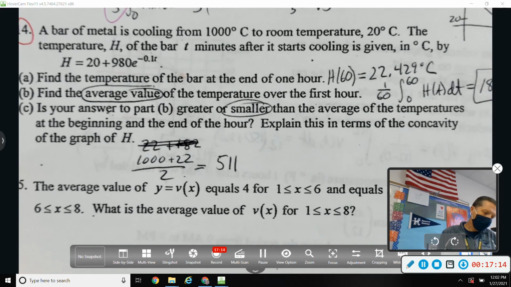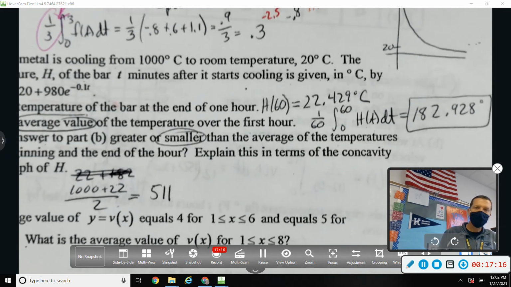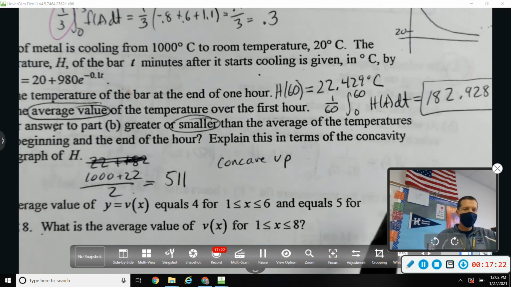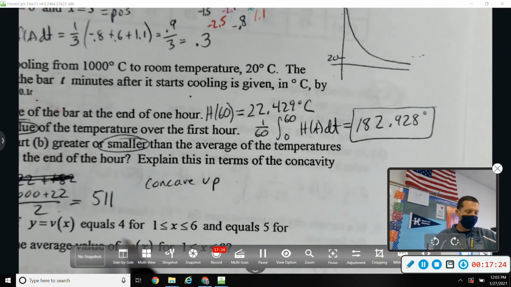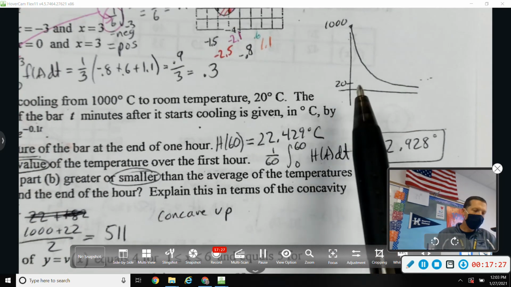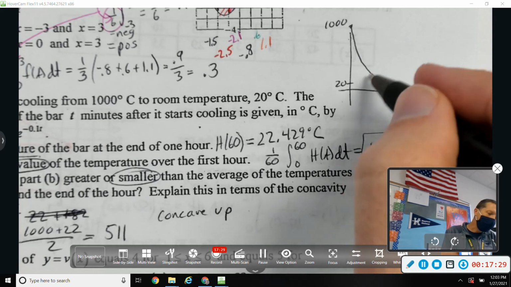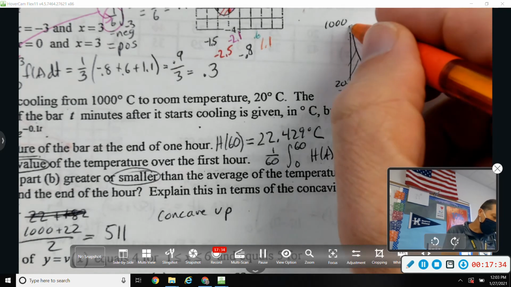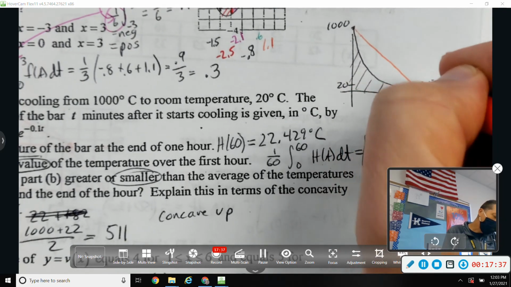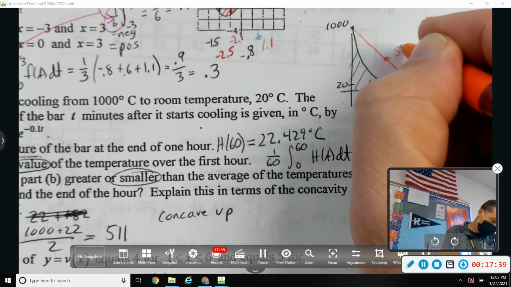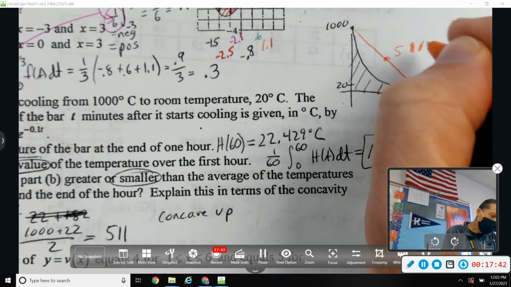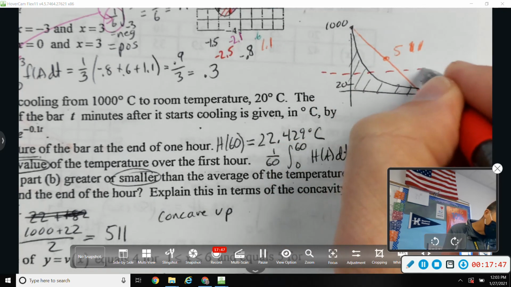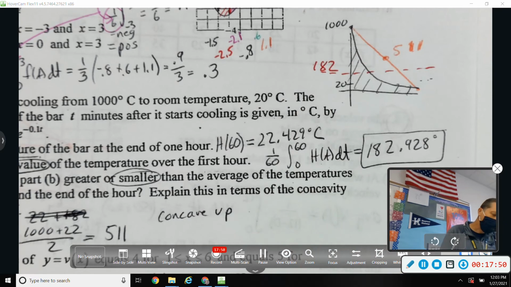Explain this in terms of the concavity of the graph of H. Well, it's concave up. And so I can tell by looking, I don't have it memorized that concave up really means anything, but the fact that it's concave up sort of pushes more area, pushes it lower, right? If it had just gone straight there, then the average would have been whatever it was, 511. Instead, our average was 182, so something more like that.